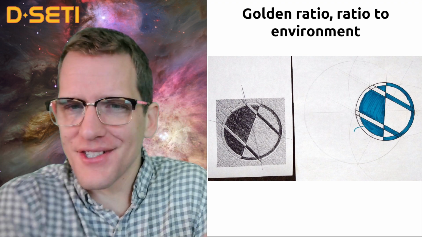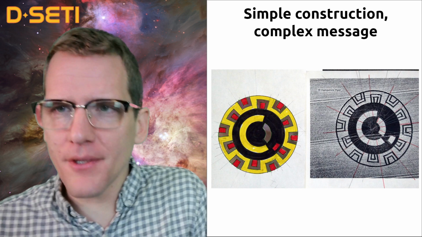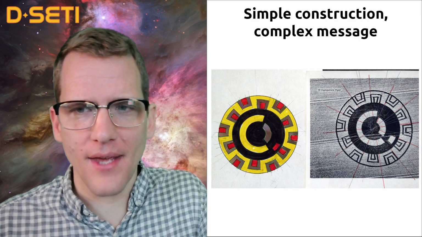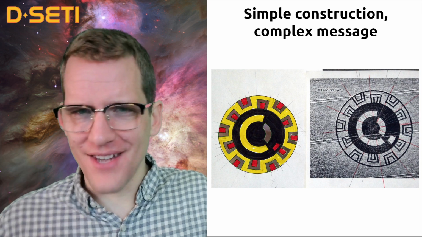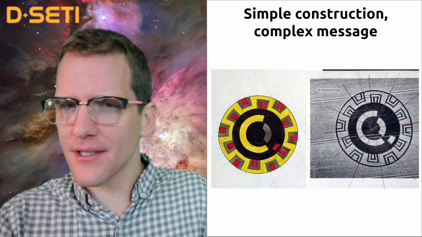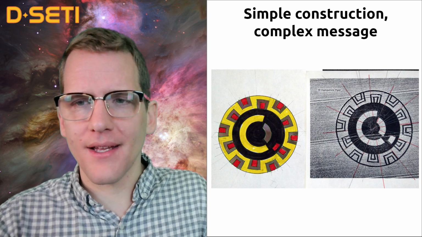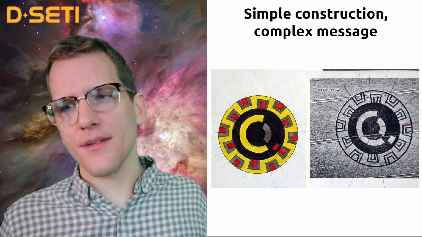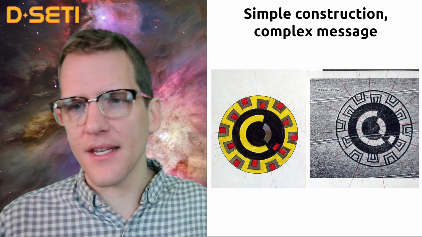Here we go. There's more information. Simple constructions yet complex messages. So once again, we have a hexagonal pattern, kind of concentric circles, but they're clearly communicating number here. Clearly communicating number and area, and relationships between the two. I don't fully get it. I don't fully understand it.